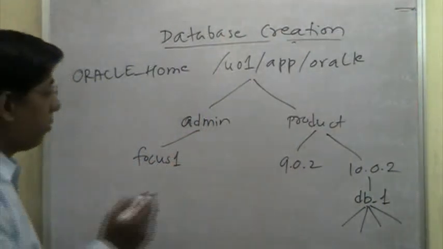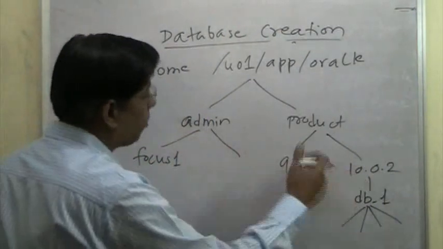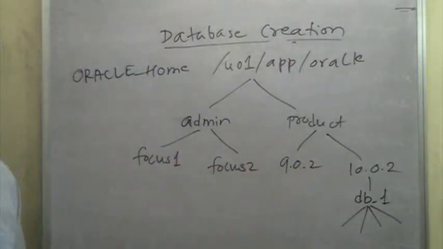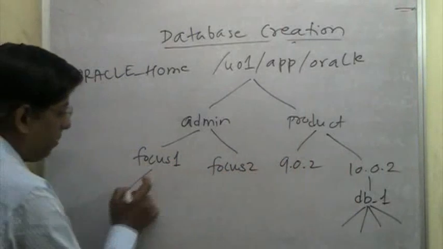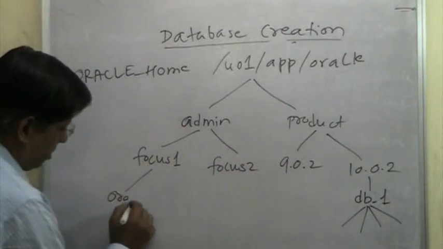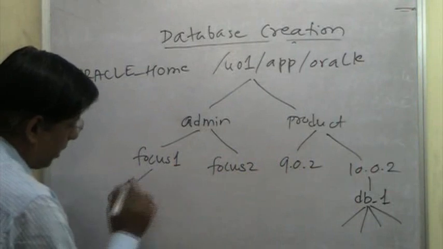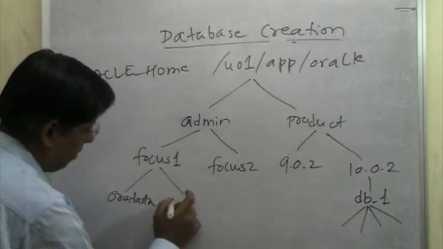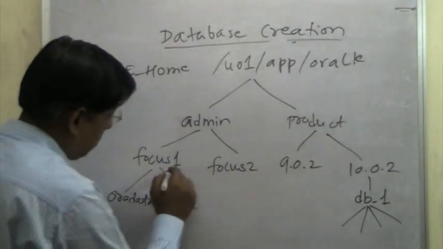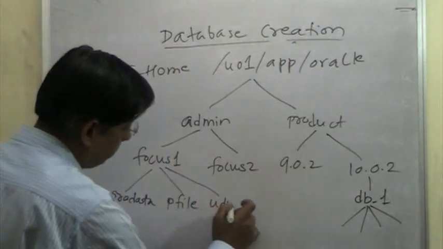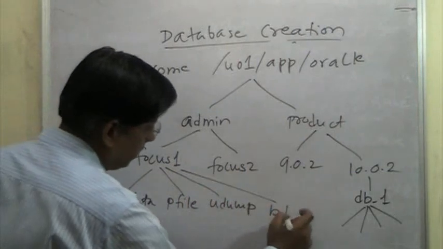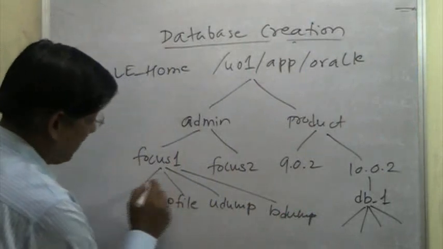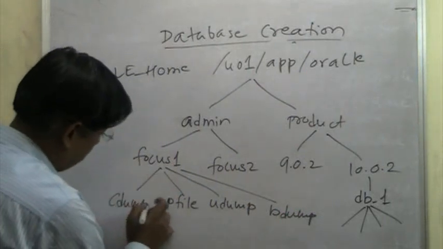If you are going to create another database, maybe with 10g or maybe with 9i, called focus2, you create a directory called focus2 under admin, and underneath that you will have ora data, and then it would be pfile, it would be udump. Data will be after the Oracle base. Yes, actually I'm going to miss that. Yeah. So udump, bdump, cdump. Let's say cdump. Script is there.